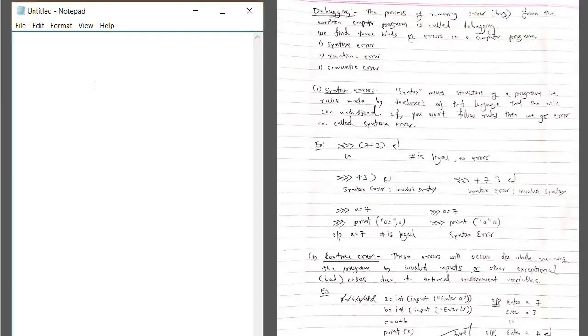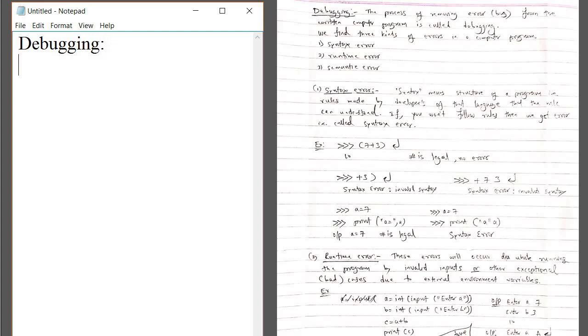Hello dear students. In today's class I teach you one more very simple topic named debugging. You may get a question on debugging in examination for 2 marks. Then how to explain about the debugging? That one I explain to you.